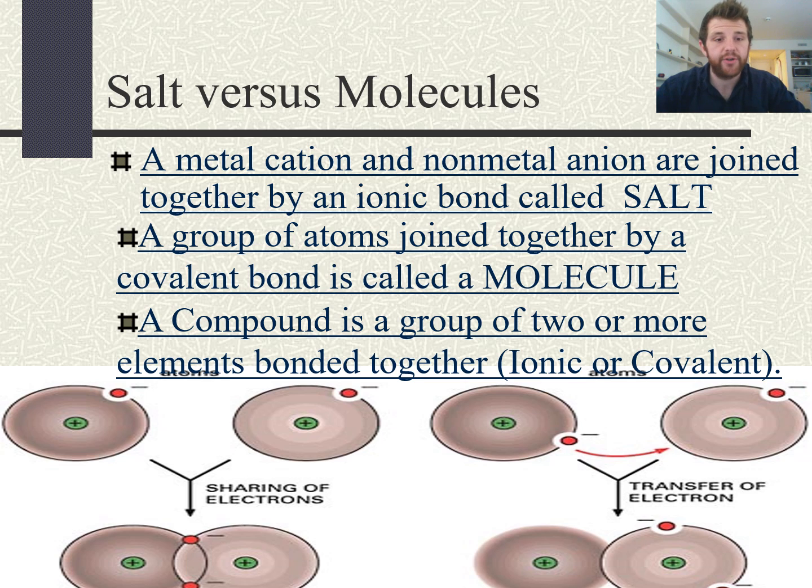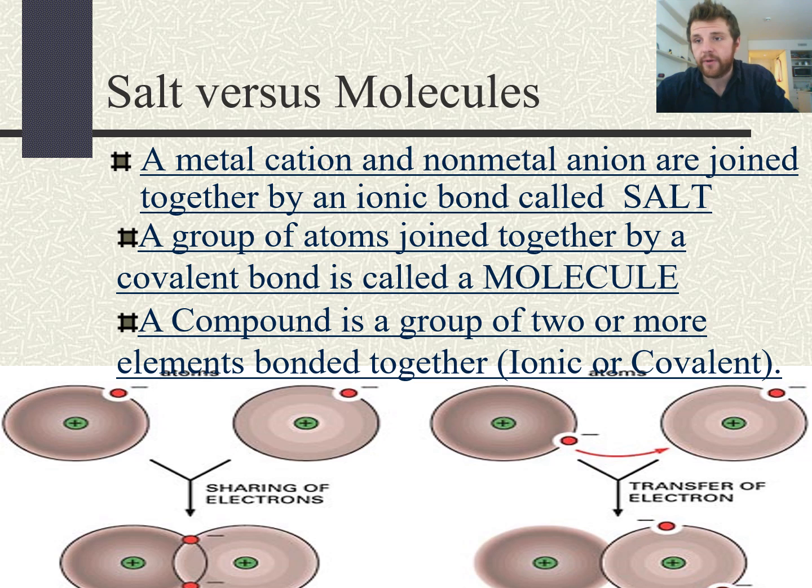So in this situation, you can see that these two are sharing electrons. The picture got a little low, sorry. That means this is going to be a covalent bond. And then here I can see this full movement of an electron over, which makes this an ionic bond. So those are the two different things. This is a molecule, and this is a salt.